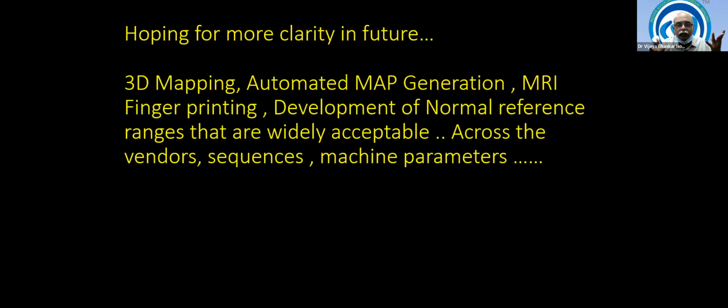Hoping that automatic map generation will come, MRI fingerprinting will come, and development of normal reference ranges for a wide spectrum, widely acceptable: gender-free, ethnic-free, homogeneity-free, septum to lateral wall free, diastole to systole free, temperature free. All these will come. Hoping that it will come, and like I told you, we can quantify saying this is F1 fibrosis, F2 fibrosis, something like that.